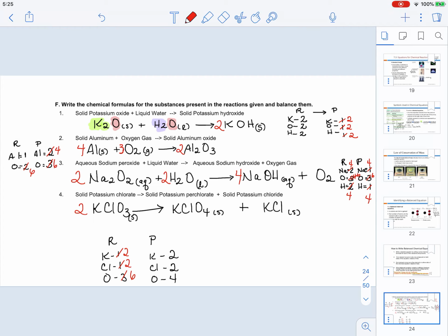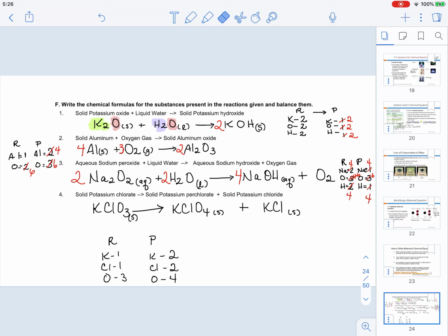Now notice that my oxygens on the product side have a 4, okay? So if I have a 4, then one of the things that I have to take into consideration is that, well, since I need 6, maybe that number 2 is not going to be the correct way to balance this, okay? Because I only have those oxygens in one side of the molecule. Let's just try a different variant, okay?